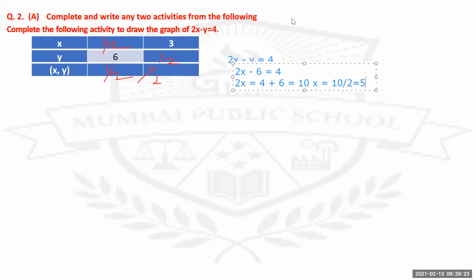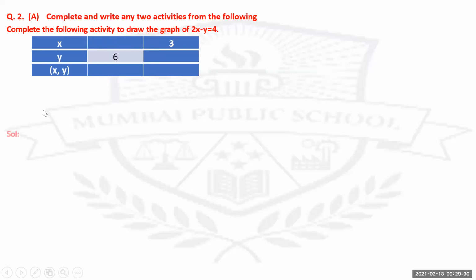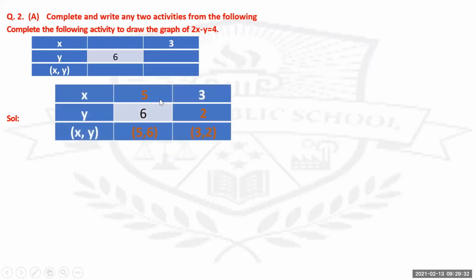Is this clear to all the students? So in the first box, you'll get value of x as 5. So then x comma y would be what? 5 comma 6.